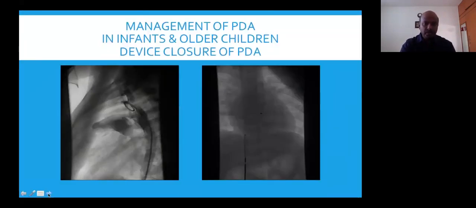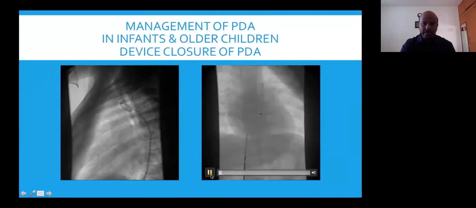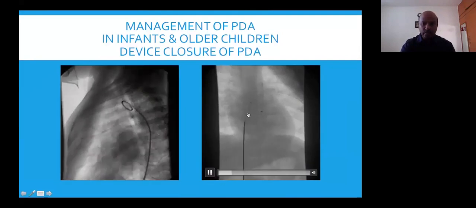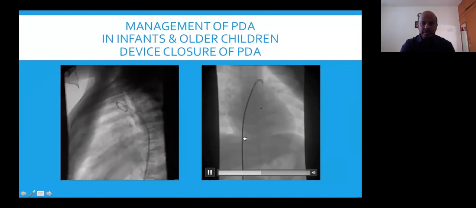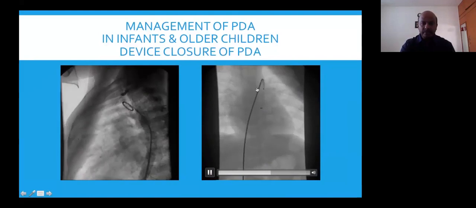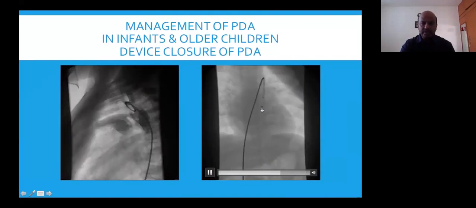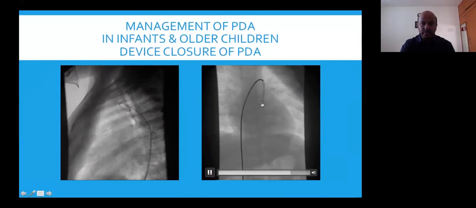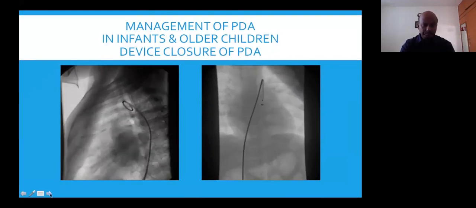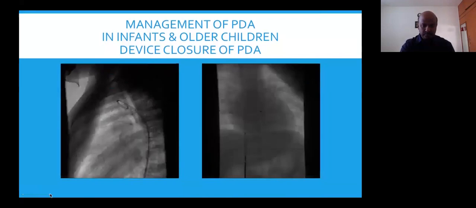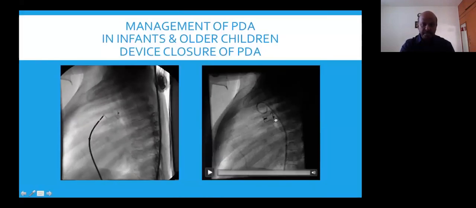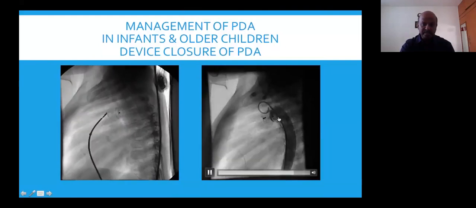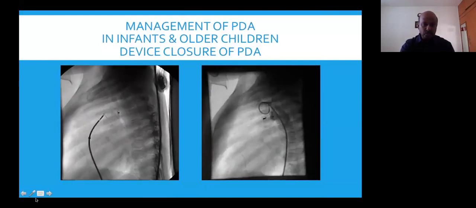And in older children, you do what is called a device closure using the plug that I showed you. This is how the device is advanced through a delivery sheath. Here the sheath is from the IVC, RA, RV, pulmonary artery across the duct into the descending aorta, and the device is being advanced here. And here the device has been deployed across the ductus, stability is checked, and once stability is checked and released, you see that the duct is completely closed.